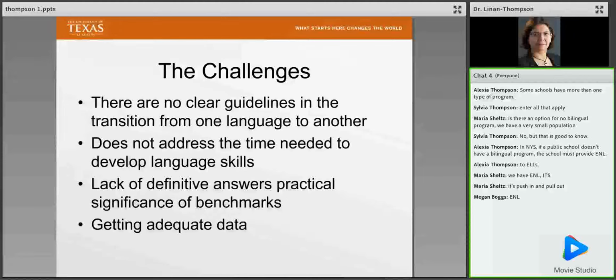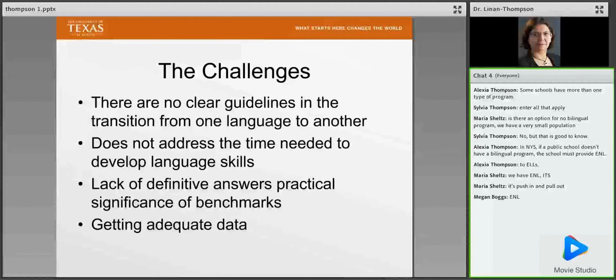So part of it is, again, how do ESL and core instruction work together to make sure that students are not only developing the literacy skills that they need, but that they are also developing the language, the level of language they're going to need to be successful. We still, again, do not address the time needed to develop language skills.